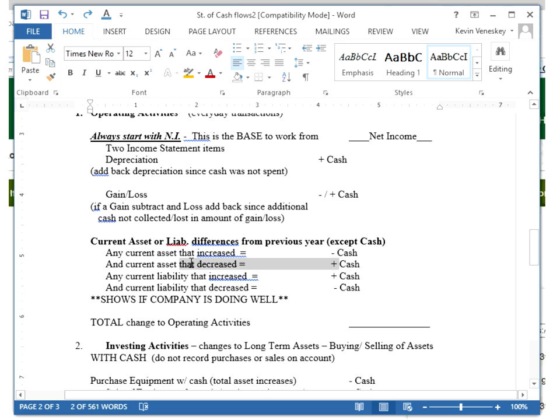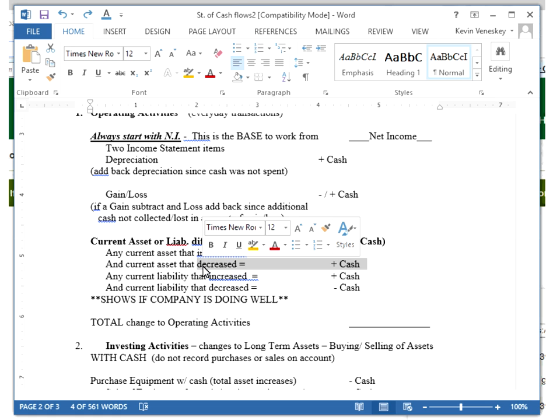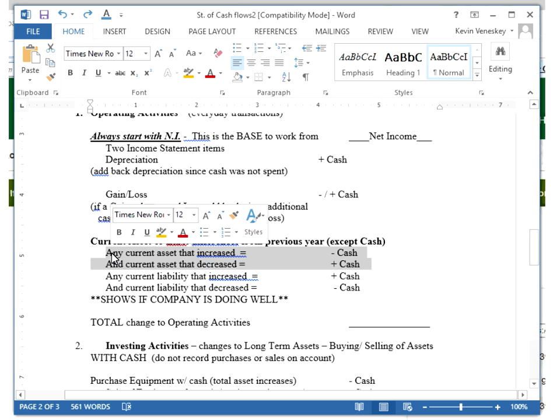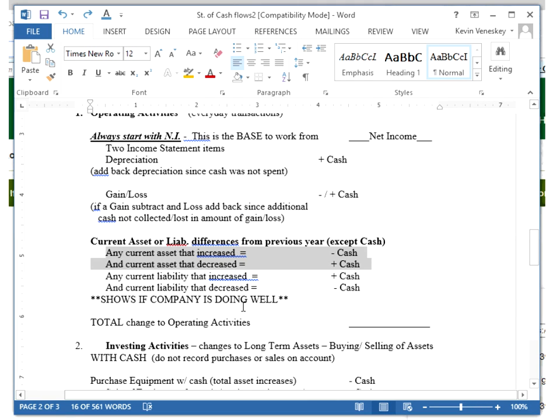But just the opposite. If my AR goes down from, say, $5,000 to $2,000, well, most likely, 95% of the time, that means I collected money. That doesn't show up on my statement of cash flows that I collected that extra money from my accounts receivable. So if AR went down for the year, I need to add that amount of cash in because I got extra cash. We're going to use the same little cheat sheet formula here for any other current asset, so anything like inventory or prepaid accounts.